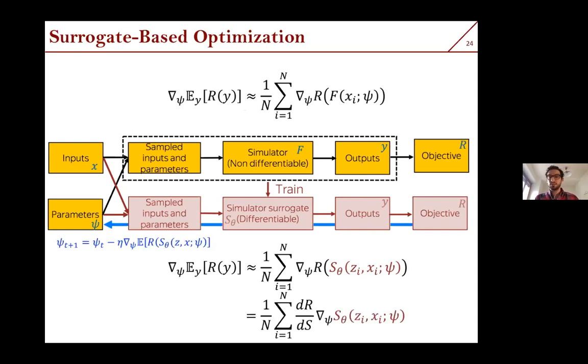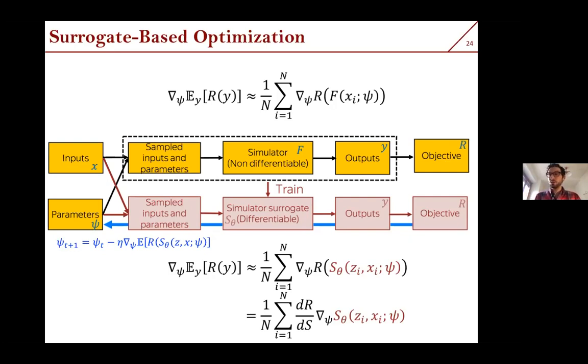And nicely, if we compute the gradient of this approximate objective here on the bottom, we can use the chain rule and pass the gradient right through. This requires the objective to be differentiable, but that's typically not the challenge. It's usually the simulator that's the differentiable problem. So in this case, we can pass the gradients directly through this objective function to compute gradients of the generative model with respect to the parameters we want to optimize.